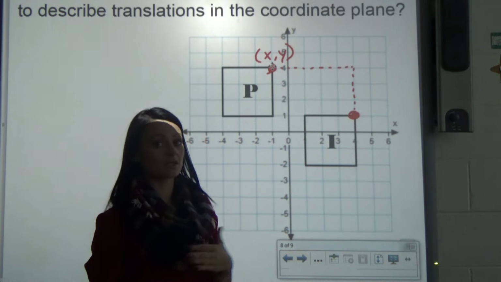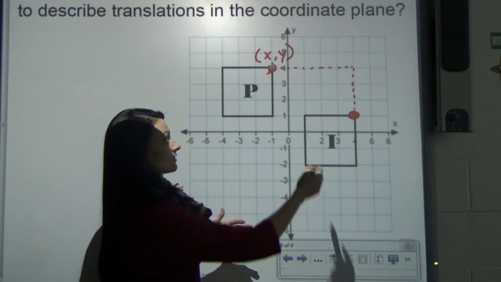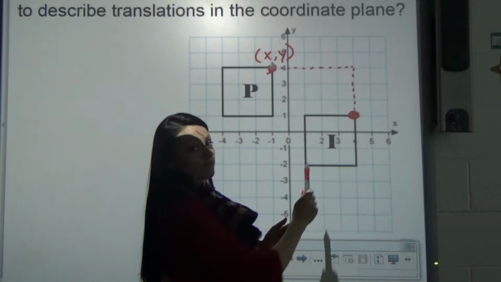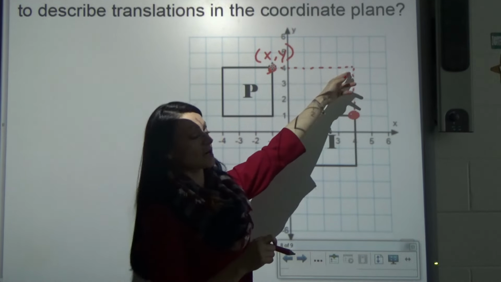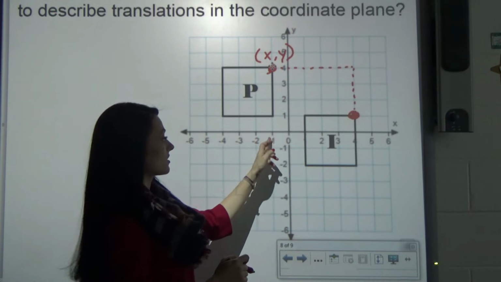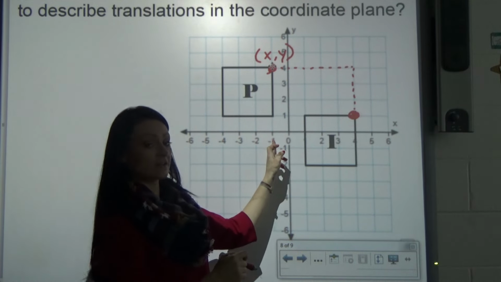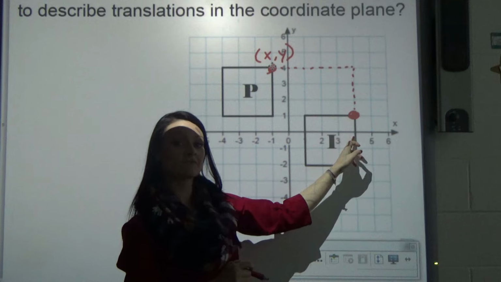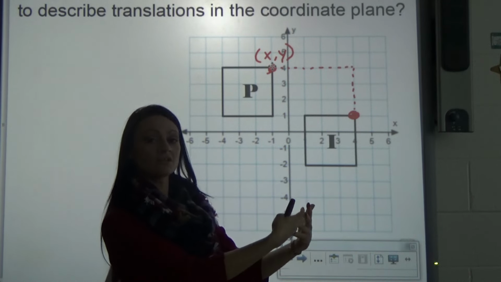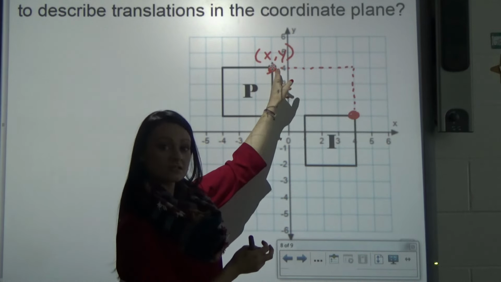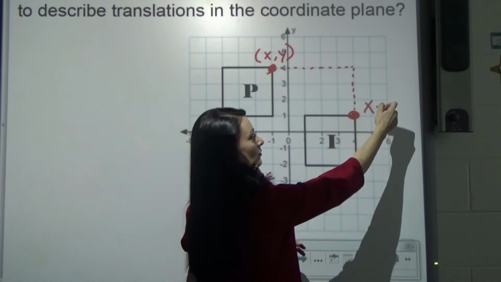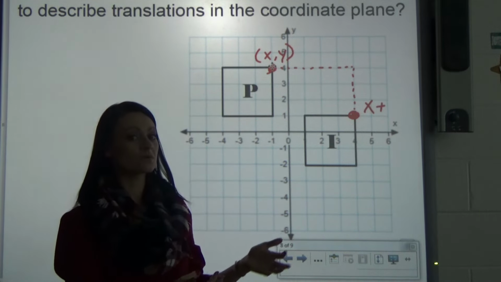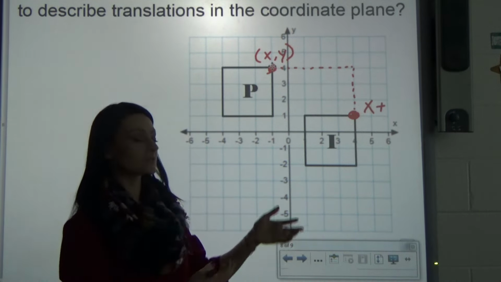So x would be a horizontal movement, so I need to figure out how many spaces I have moved and in what direction. Because I'm moving to the right, I'm going from, in this case, -1 to +4. So I am adding units onto this x coordinate here. So I'm going to say x plus however many units I'm moving, and that would be 5 units altogether if you count over.